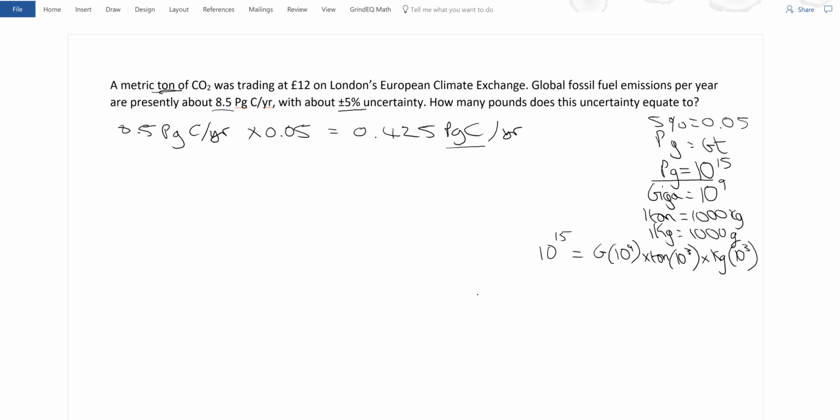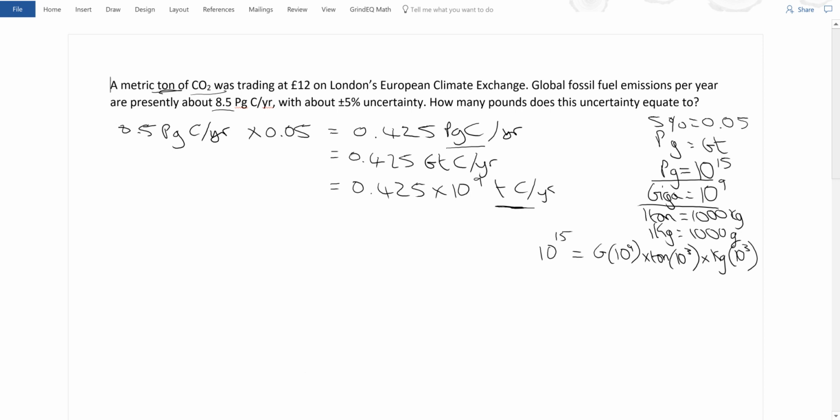So I know that this is also equal to 0.425 gigatons of carbon per year. And I know that giga is equal to 10 to the power of 9, so I know that this is 0.425 times 10 to the power of 9 tons of carbon per year. So now I have the answer in tons, but at the moment I have the answer in tons of carbon, and the question asks me for the answer in tons of carbon dioxide. So I need to convert this from carbon into carbon dioxide.